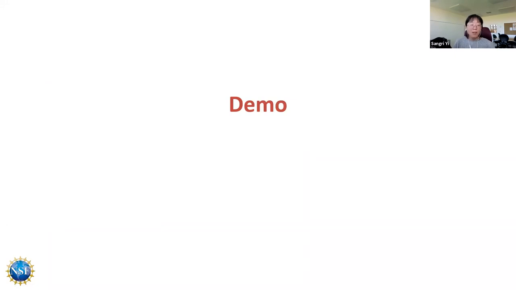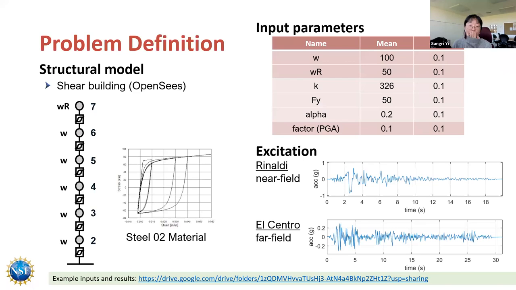So that was the brief theory of sensitivity analysis. I will move on to a demo using quoFEM. In this problem, we considered a simple, typical OpenSees model, a shear building OpenSees model with 7 degrees of freedom and 6 stories. And we introduced a nonlinear material model.